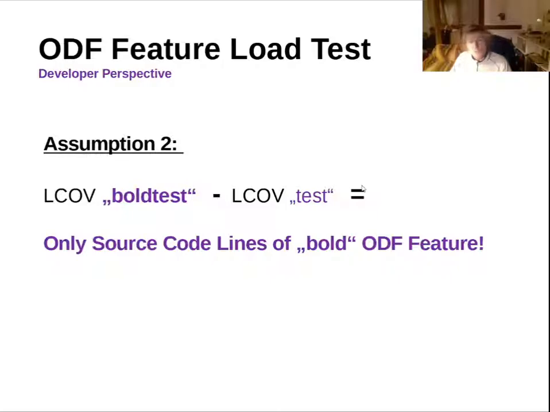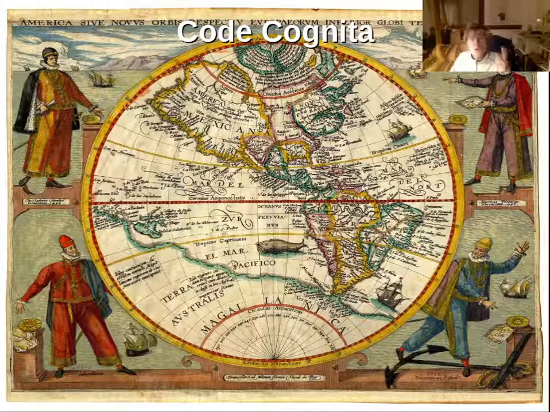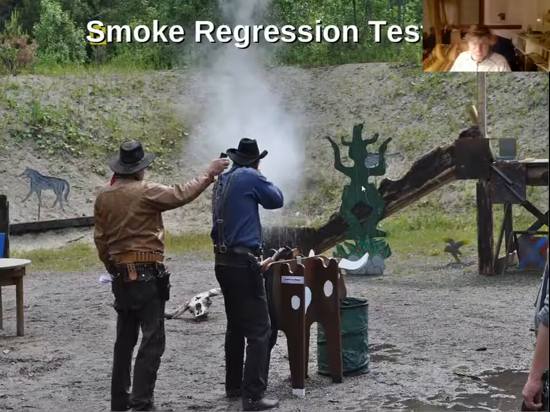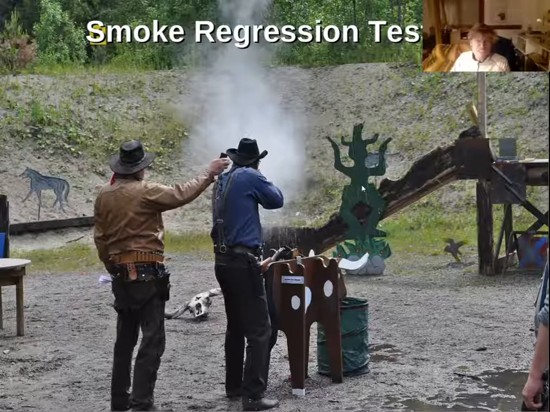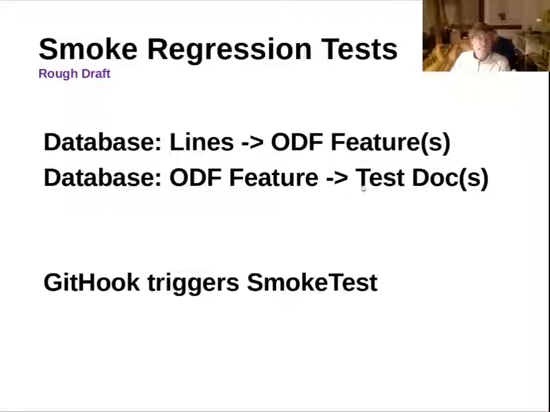So what can we do with it? Two things. First of all, we can create a code cognitor, a map for newcomers to the LibreOffice code. Second thing, we can have smoke regression tests. And that looks like this. We have a database with lines relating to ODF features and a database with ODF features to test documents. And whenever Git realizes there's a line being edited by a developer related to a feature, we are triggering these smoke tests of certain documents.